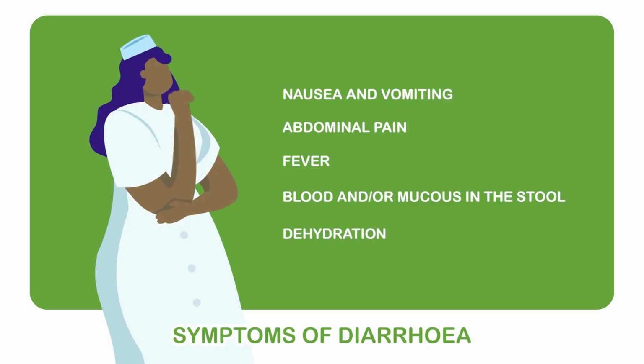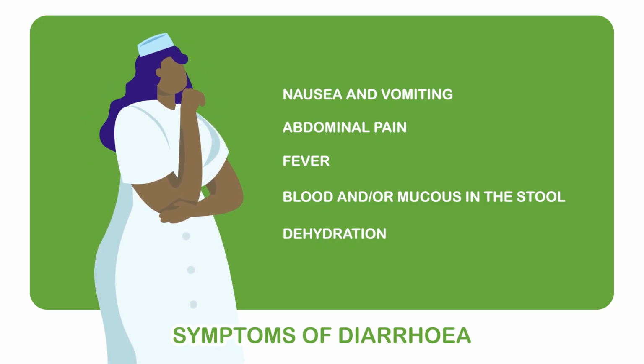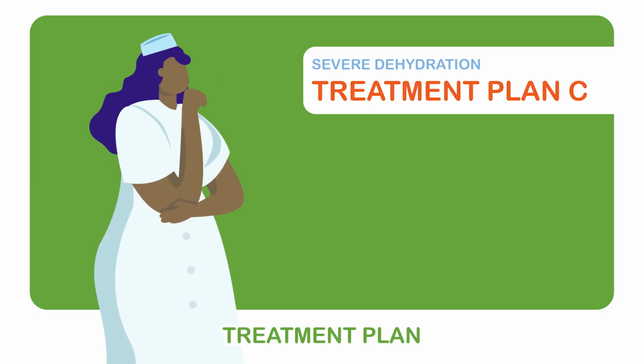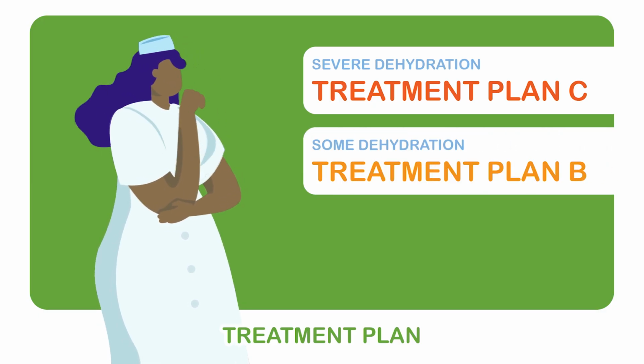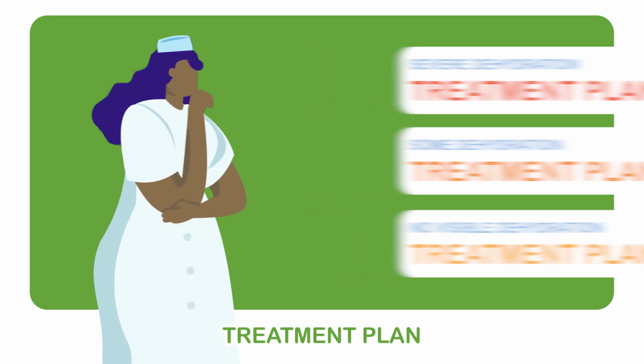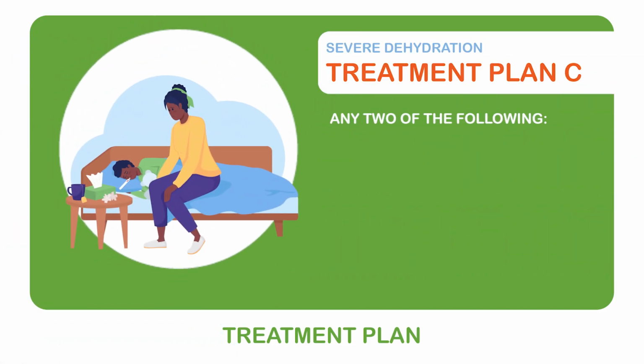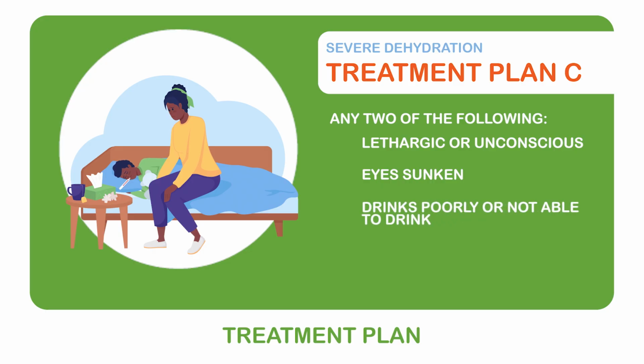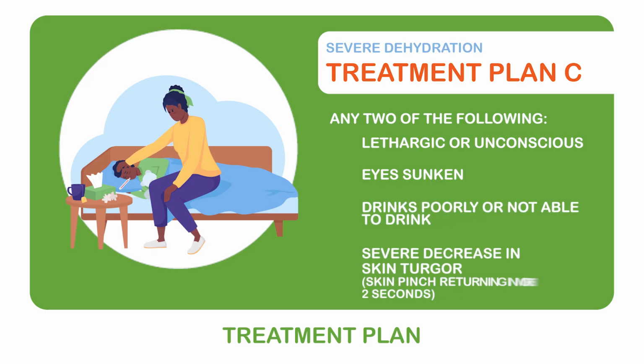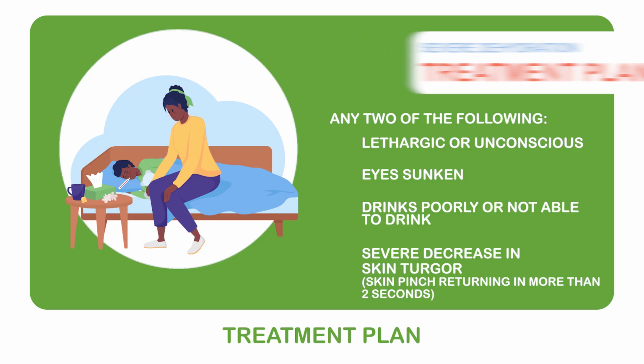Dehydration can be classified into 3 categories: severe dehydration, Plan C, some dehydration, Plan B, and no visible dehydration, Plan A. Severe dehydration is when a child has any 2 of the symptoms listed here: lethargy or unconsciousness, sunken eyes, poor ability or inability to drink fluids, severe decrease in skin turgor when a skin pinch takes more than 2 seconds to return. Then this can be classified as Plan C.